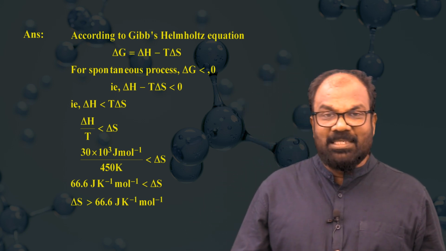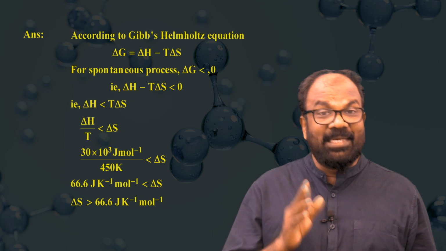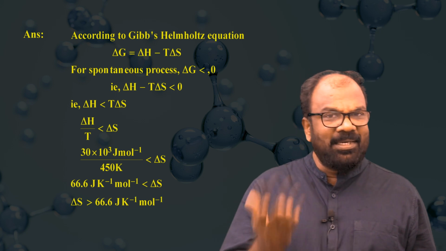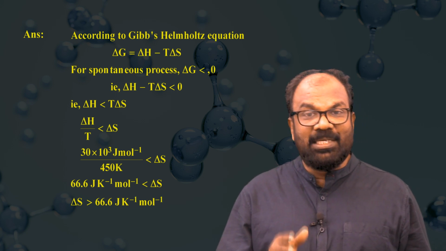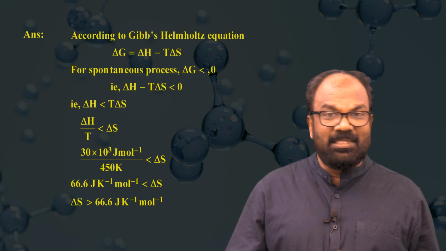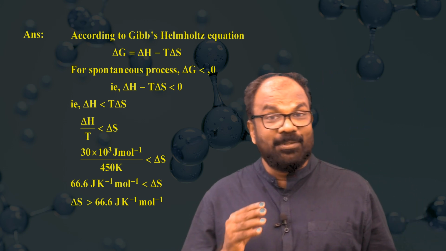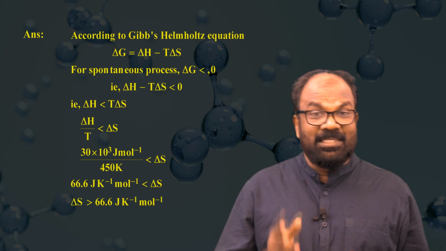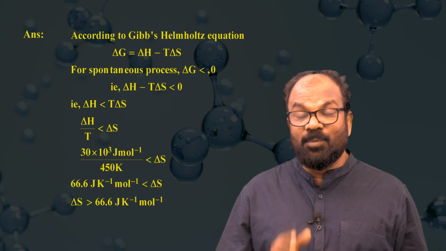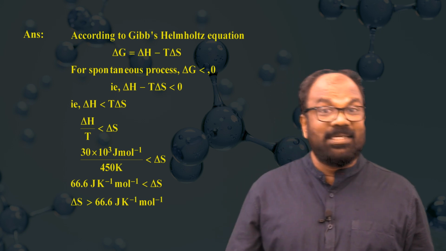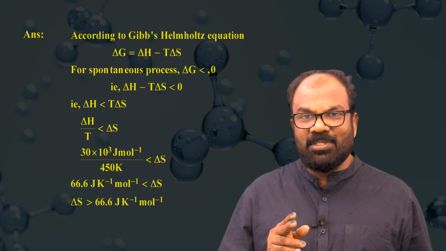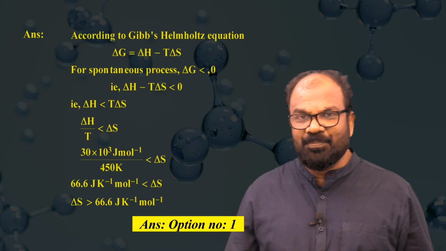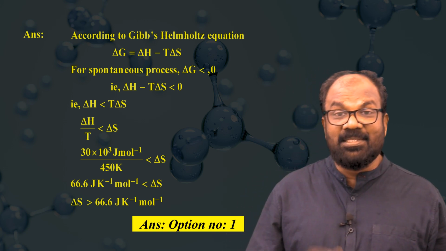Therefore, delta H should be less than T into delta S, that is delta H divided by T should be less than delta S. Here delta H is given as 30 into 10 raised to 3 joules per mole and the temperature T is equal to 450 Kelvin. Therefore, 30 into 10 raised to 3 divided by 450, that is 66.6 joules per Kelvin per mole, should be less than delta S, or delta S should be greater than 66.6 joules per Kelvin per mole. So here the answer is option number 1, that is 70, which is greater than 66.6.